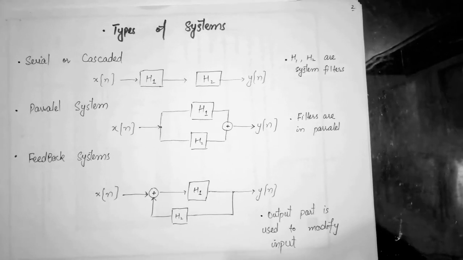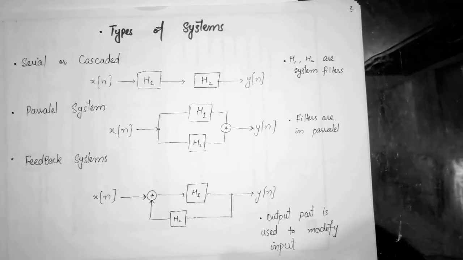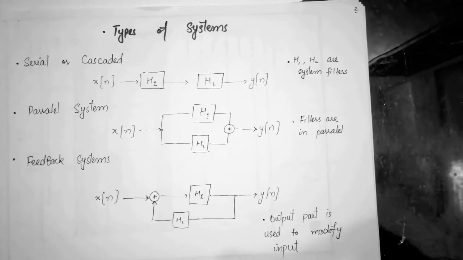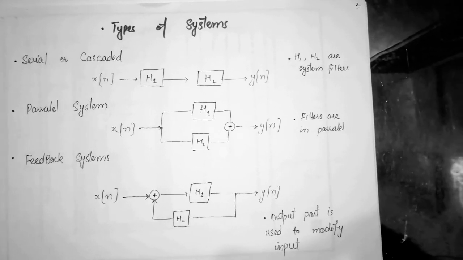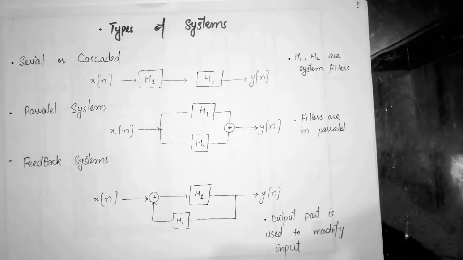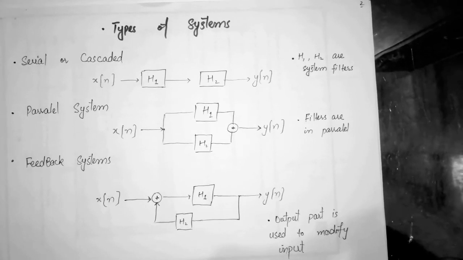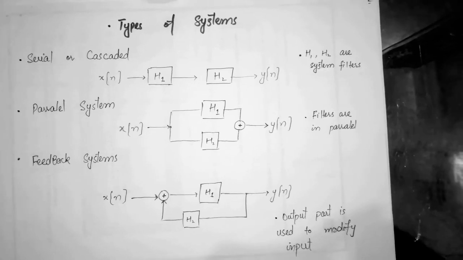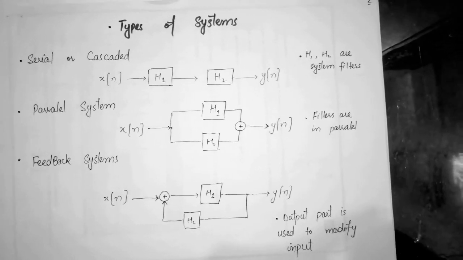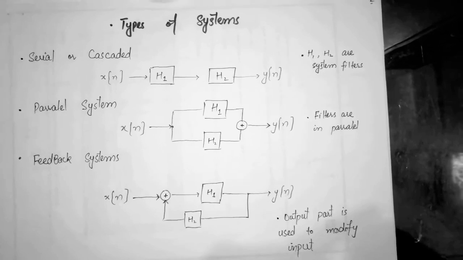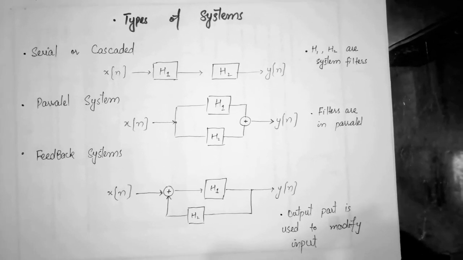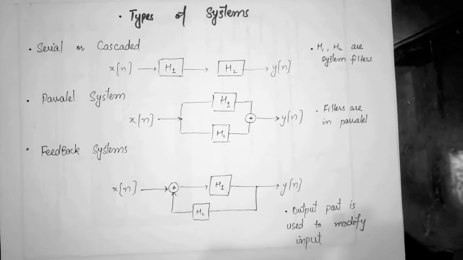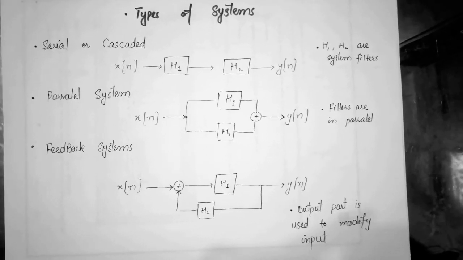First of all, the types of systems. Serial or cascaded systems are those in which two systems are connected in series with each other. For example, H1 and H2 are two systems and they are connected in series with each other. Parallel systems are connected with each other in parallel, and in a feedback system we have a feedback from output to the input. The output is used to modify the input.